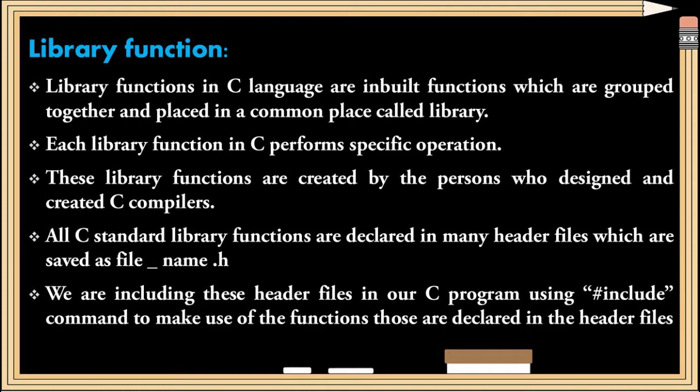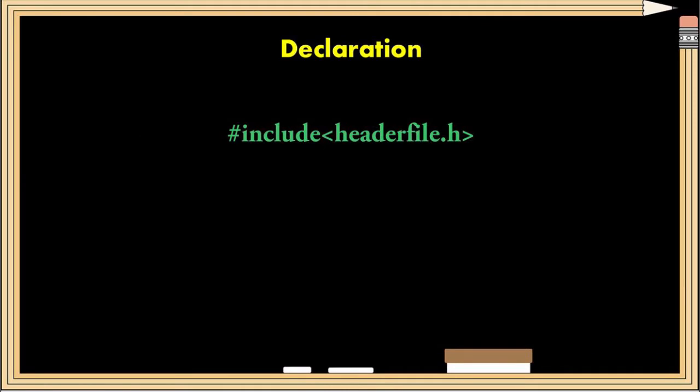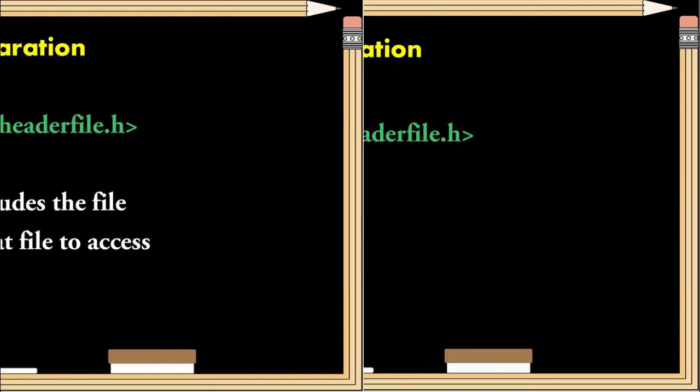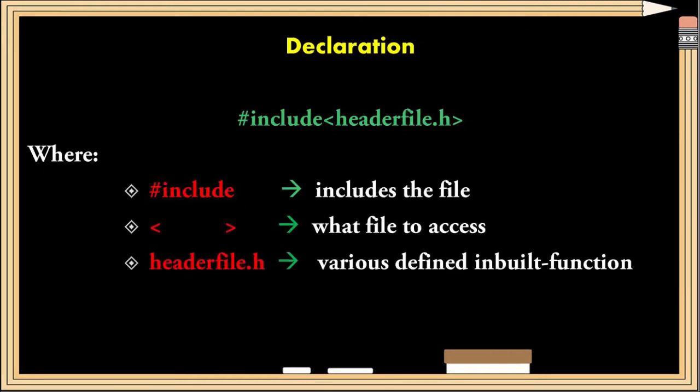We include this header file in our C program by using the #include command. Declaration: #include <headerfile.h>, where #include is nothing but it includes the file which you want to access. Next, the symbol indicates what file to access, whether it's a C file or a header file, etc. Then headerfile.h, where various defined inbuilt functions will be there.